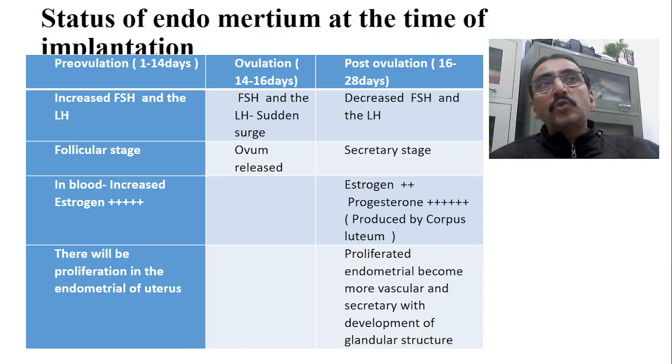Okay, in the post-ovulation period, if you see, the estrogen level is going to fall. Estrogen is a little less, but progesterone is plus plus plus plus. Progesterone is highly increased because this progesterone is produced by the corpus luteum.